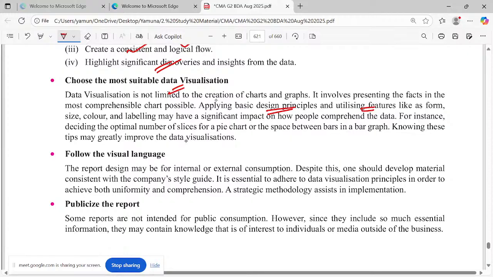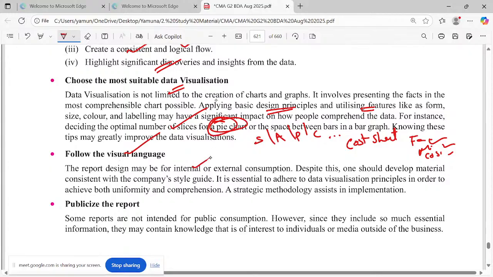Say you are going to draw a pie chart, what are the different slices? Sometimes we'll be talking about sales, advertisement, profit, cost, and so many things. Probably you want to define a cost sheet, so you classify with respect to factory cost, admin cost, cost of sales, etc. Everything can be represented in the form of pies. That's why we call this a pie chart. Then follow the visual language.